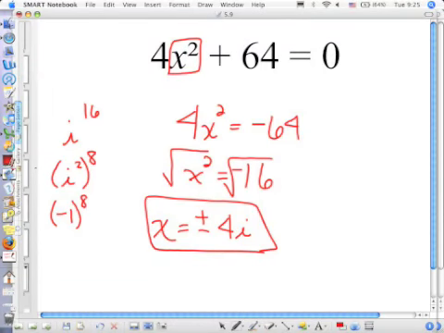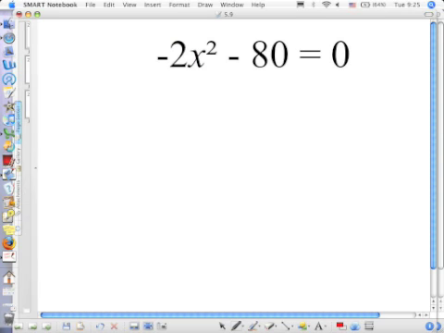...even, or you're going to have one i left if the exponent is odd. Negative 2x squared minus 80 equals 0. We want to know what x is, so we have to first start getting rid of everything.